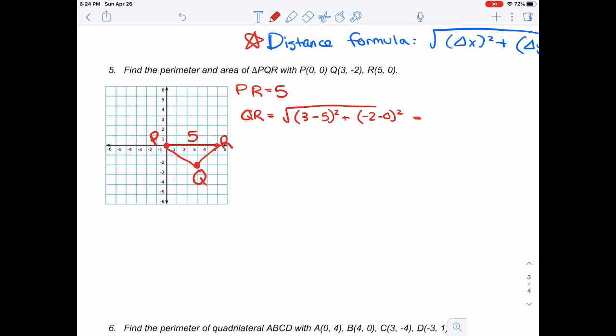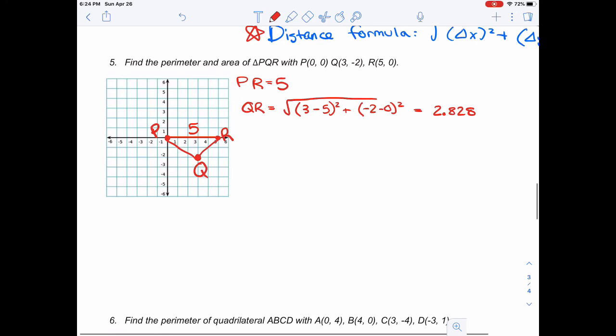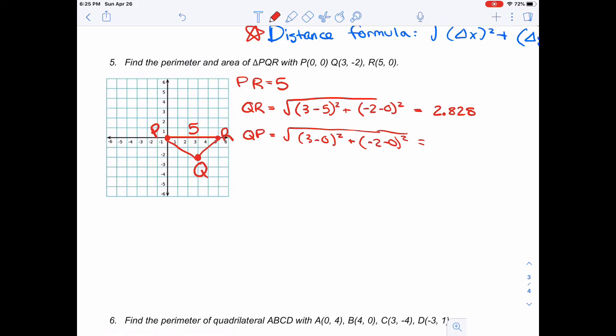And not to bore you with me working all that out, if we jump right to our answer here, QR, we should get 2.828, okay? And now I know it doesn't say what to round to, so as long as you round to your nearest hundredth, I'm fine with that, okay? And then we also got QP. So again, if we set up our distance formula correctly, we should have 3 minus 0 squared plus negative 2 minus 0 squared.